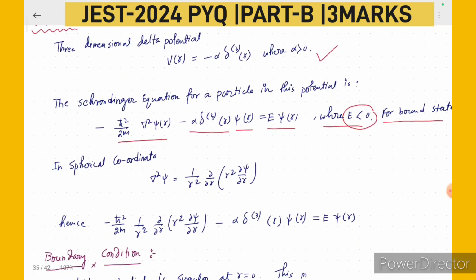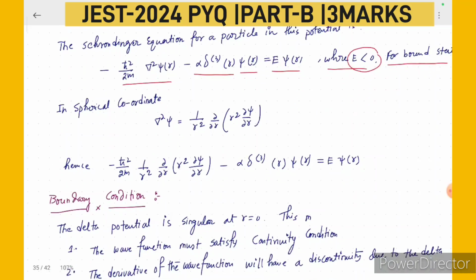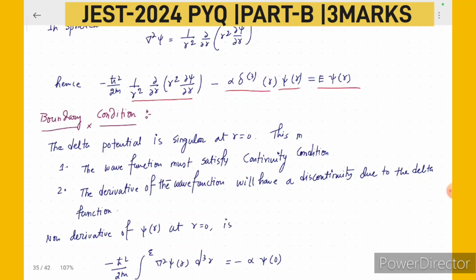In the spherical polar coordinate system, the Laplacian operator is 1 by r square del by del r of r square del psi by del r. Let's substitute this. So minus h cut square upon 2m, 1 by r square del by del r of r square del psi by del r, minus alpha delta cube of r psi of r equals E psi of r. This is the Schrodinger equation in the spherical coordinate system. Now some boundary conditions are needed.